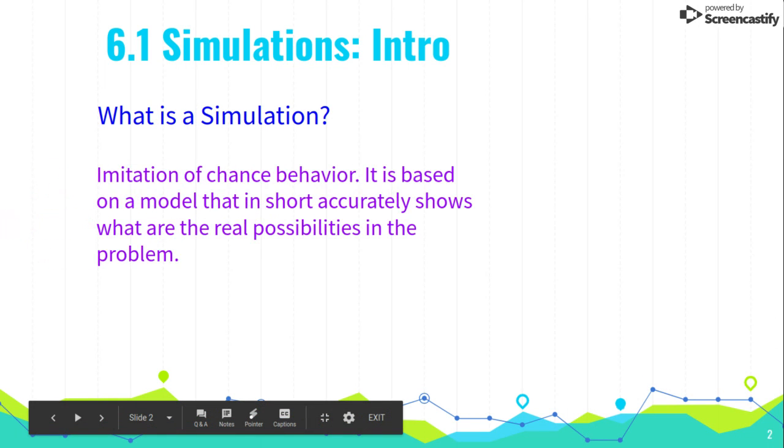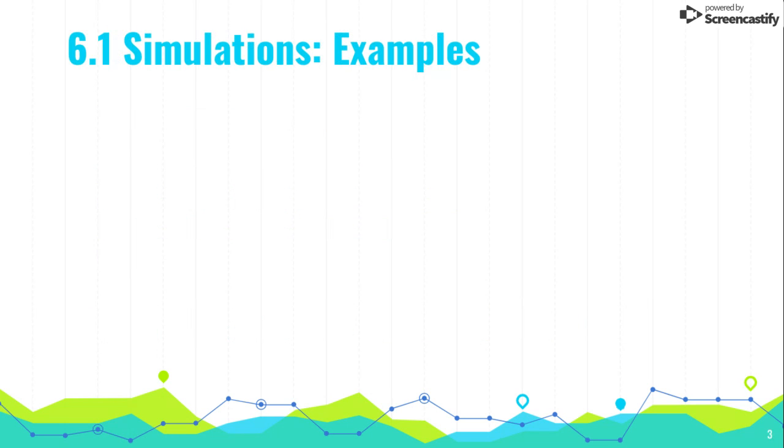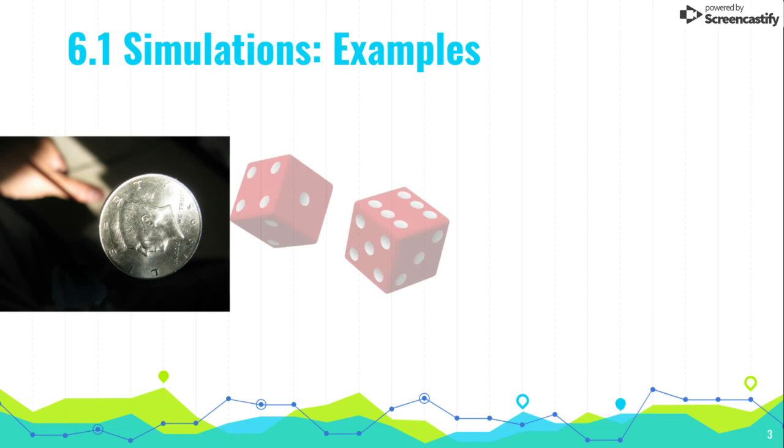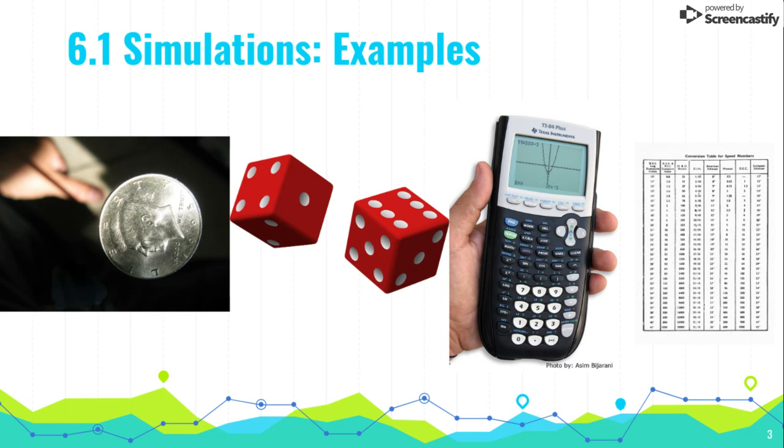It's based on a model which, in short, accurately shows what the real possibilities in a problem are, and what the outcomes under consideration are. Some examples include flipping a coin, rolling a die, the random number generator on the calculator, and the random number table.